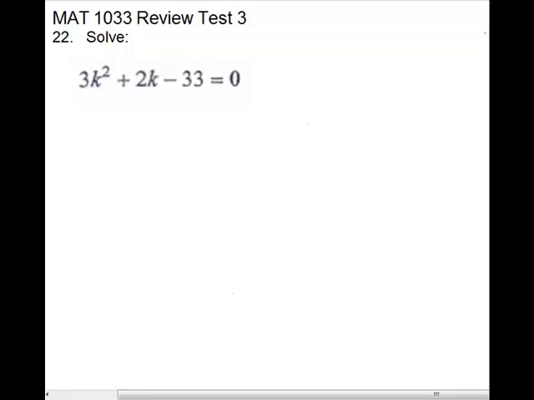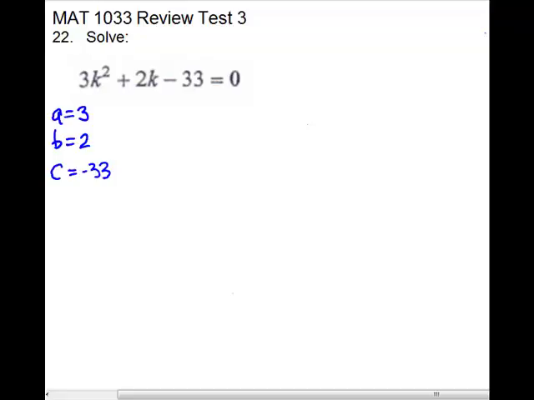MAT 1033, review for test 3, and we're starting at question number 22. We have a quadratic equation to solve, and we will solve this one with the quadratic formula. It is in standard form, has the 0 isolated, so we will pick off the A, B, and C. A is 3, B is 2, and C is negative 33.